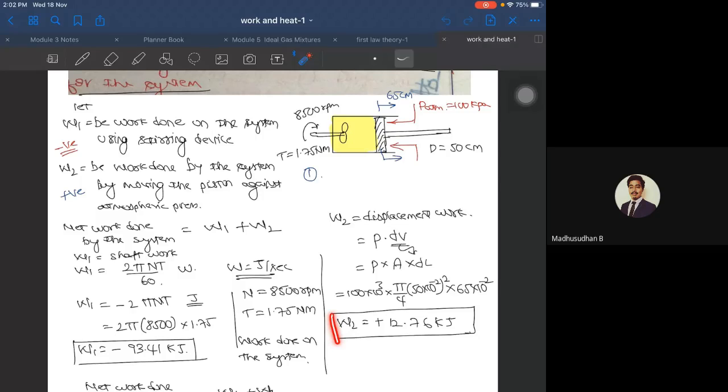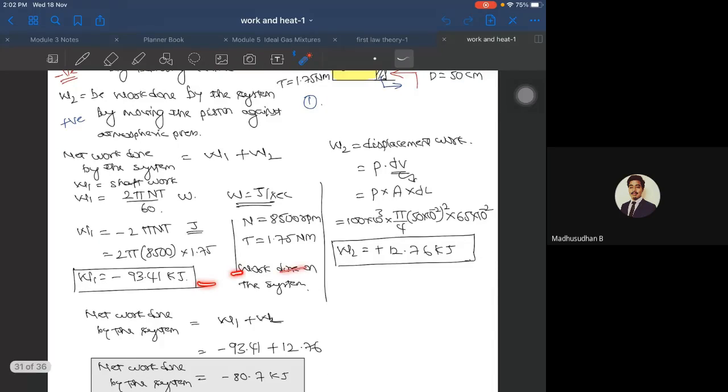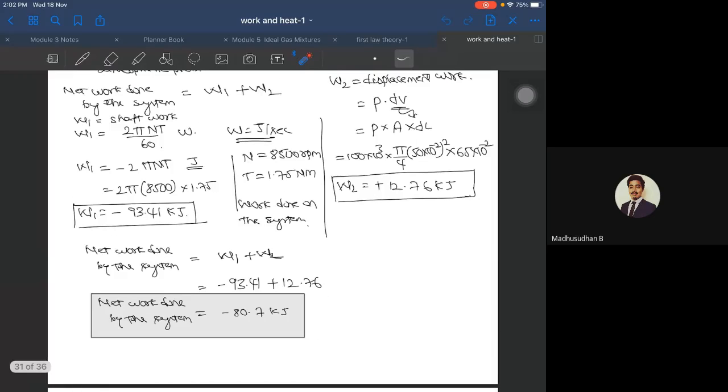Calculate, then you'll get the value of W2, which is 12.76, and it has to be taken positive. Why? Because it is work done by the system. Now, net work done is add these two here. So you'll get W1 plus W2, minus 93.41 plus 12.76. So the net work done by the system is minus 80.7 kilojoules.